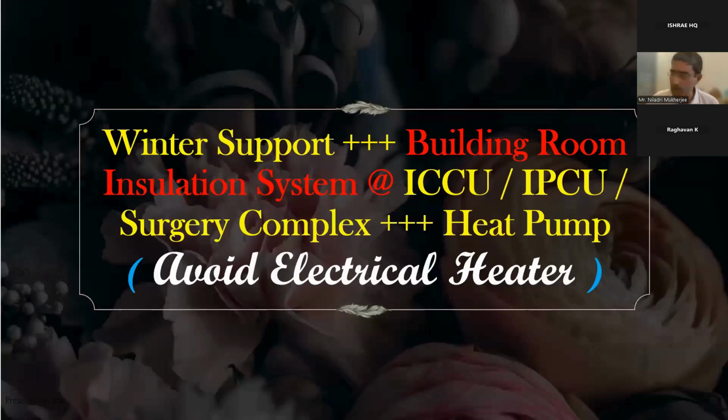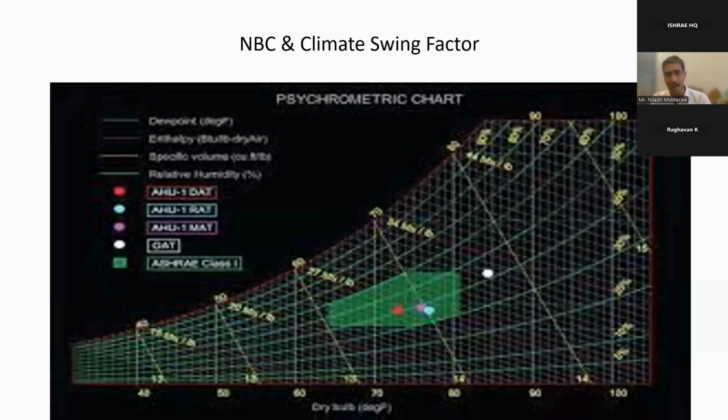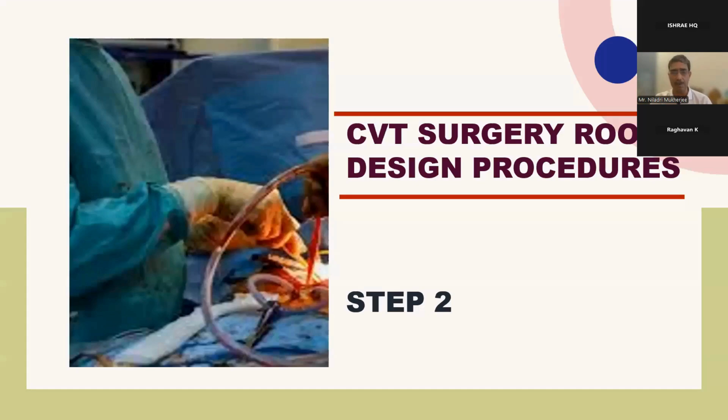I'm advising you, please do not use electrical heaters. It will take a lot of time. Why I'm not recommending electrical heaters is that it is very dangerous. If you use electrical heaters in an ICU or hospital in the winter season, they burn out oxygen and create many other problems there. So my advice to all the consultants: do not ask the hospital people to use electrical heaters. This is a psychrometric chart where you can calculate the climate swing factor. We don't have time, but it can be calculated from the psychrometric chart.